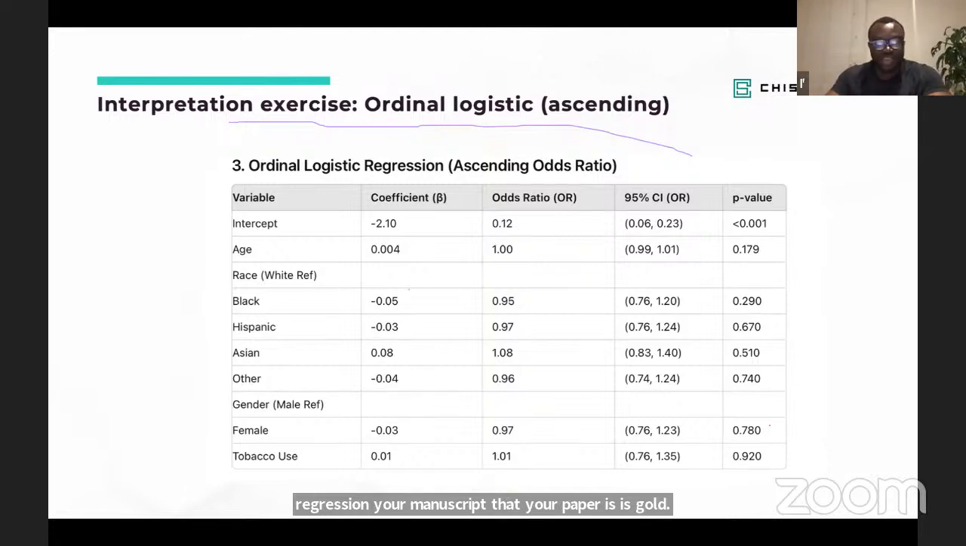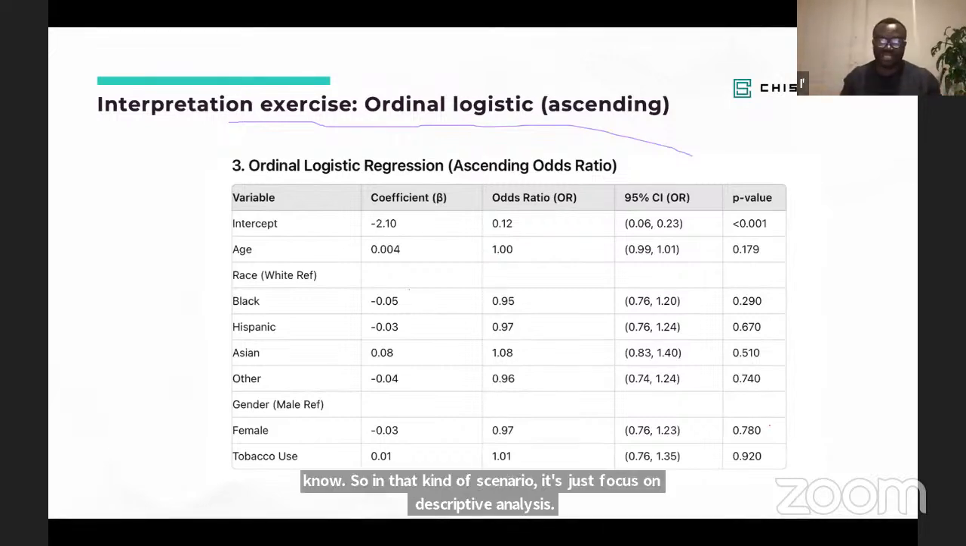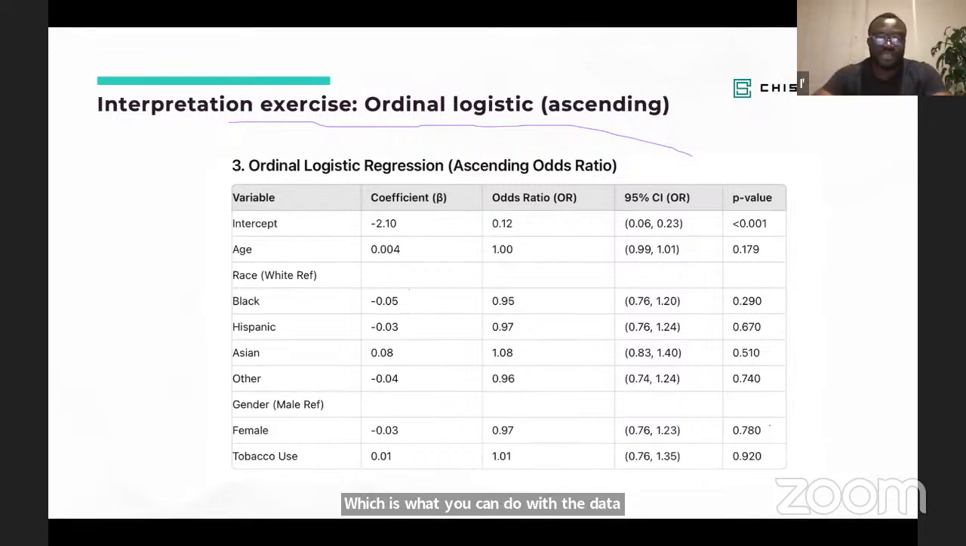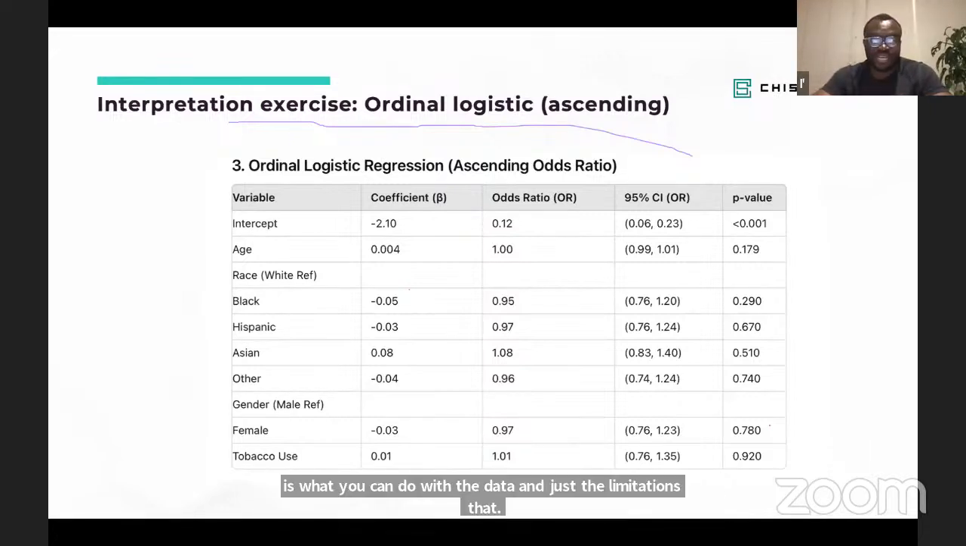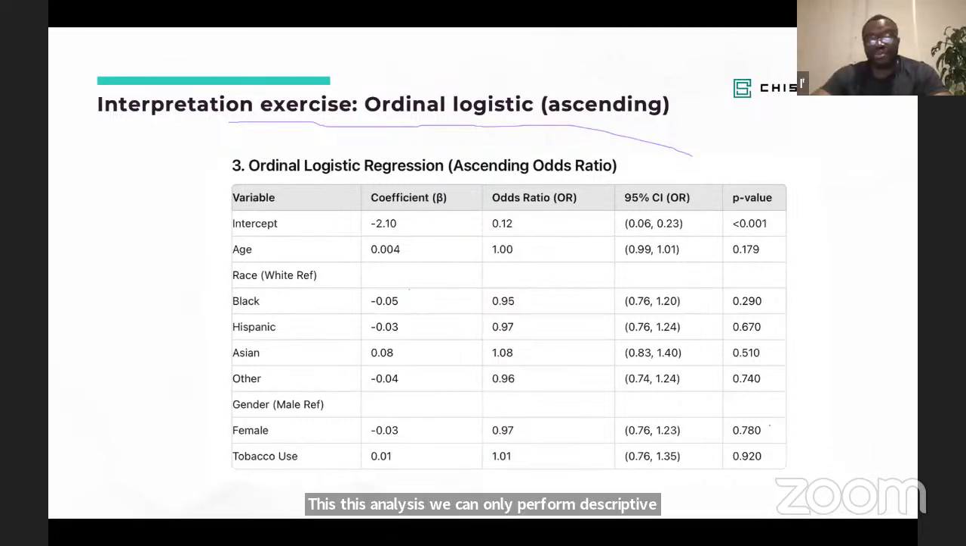It's more responsible behavior to ask of the data only what the data can provide, right? So in that kind of scenario, just focus on descriptive analysis, which is what you can do with the data, and state your limitations: in this analysis, we can only perform descriptive analysis because sample sizes were too small for formal hypothesis testing. This is something we can address in a future grant or a future study. So just do what the data can support and leave the rest. That's what you could do in that kind of scenario.